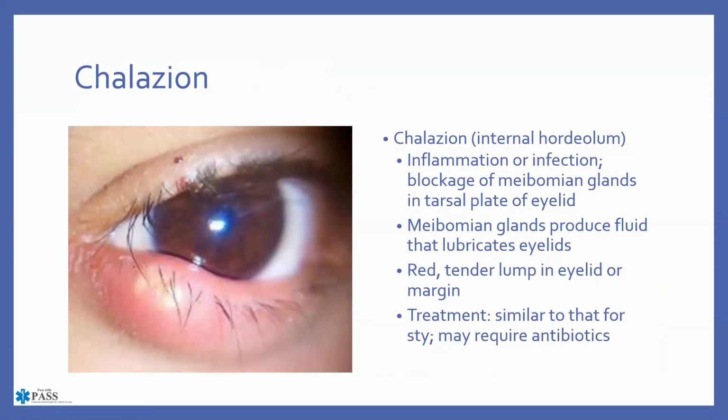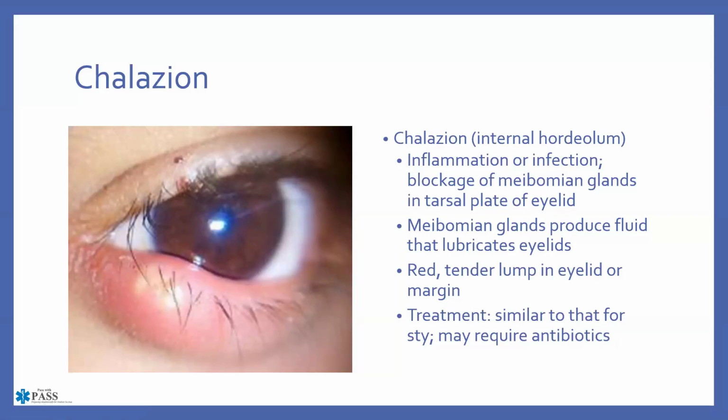Another one is called a chalazion, and this is an internal hordeolum. So a chalazion is inflammation or an infection of the meibomian glands and the tarsal plate of the eyelid. So again, it's the same concept as far as one of the glands being blocked. The meibomian glands produce fluid that lubricates the eye, and you'll see that this is going to be a red tender lump in the eyelid or on the margin. So conversely, when we're talking about the hordeolum, that is on the edge. This is not necessarily on the edge. You can see that it's down here more on the eyelid or more so in the margin.